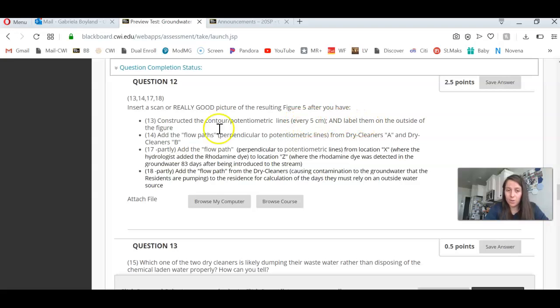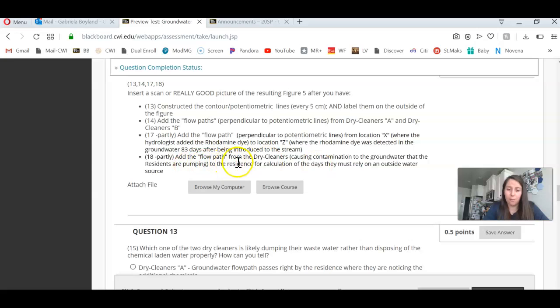Again, label them. You must have added the flow paths perpendicular to potentiometric lines from dry cleaners A and dry cleaners B. You must have added the flow path, again perpendicular to potentiometric lines, from location X, which is where the rhodamine dye was poured, all the way to location Z, which is where it was detected 83 days after. And then you must also have the flow path from the dry cleaners that is causing the contamination to the residence in order to calculate the days that it must rely on an outside water source.